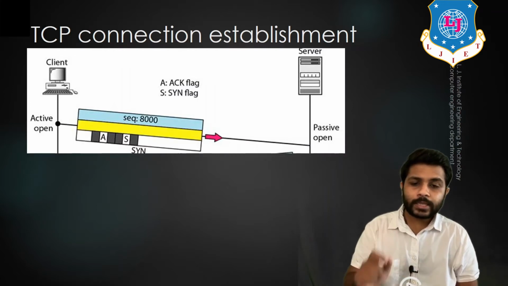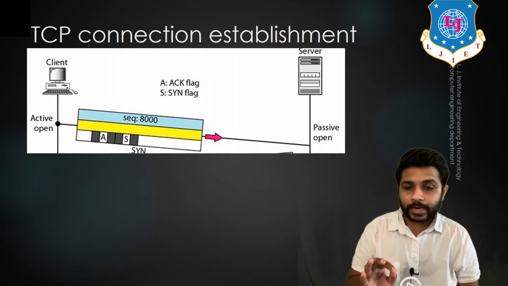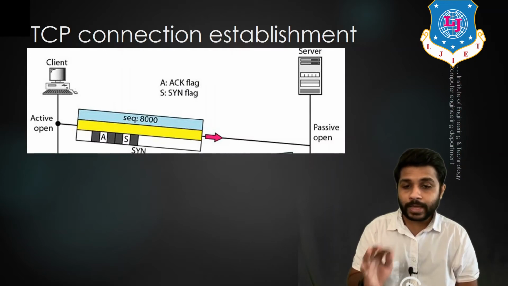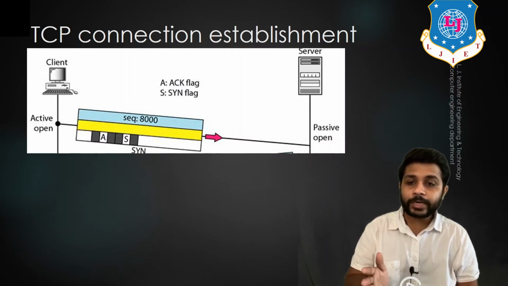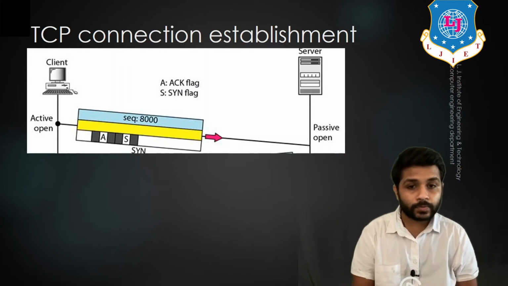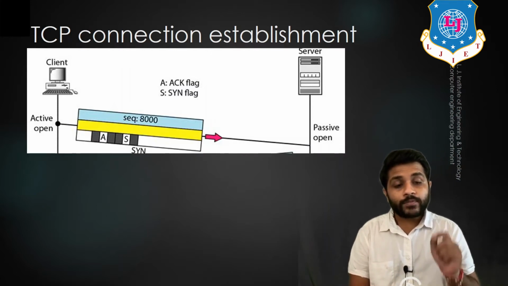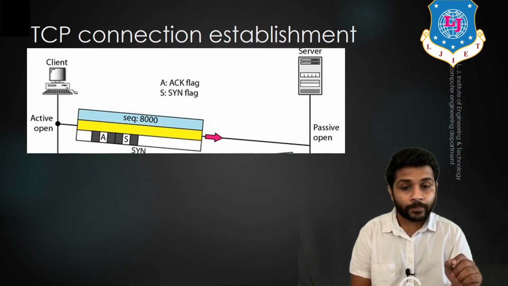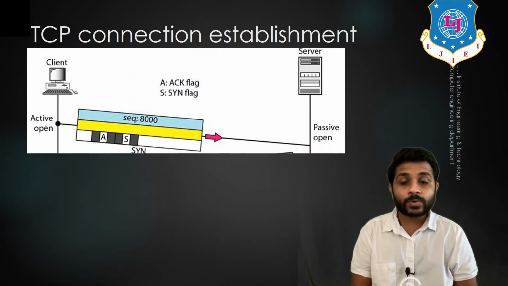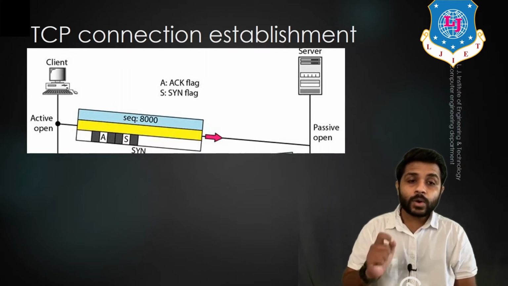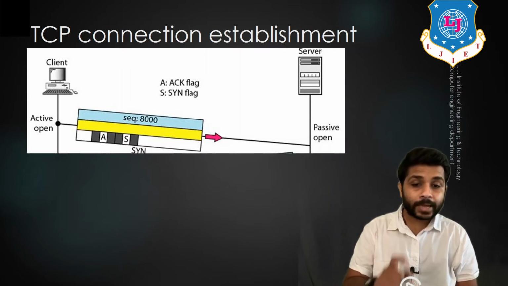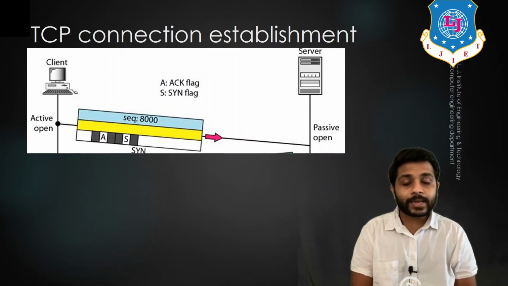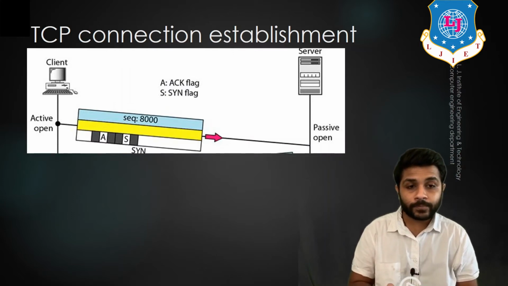Right now, you can see that in this figure there are three fields: 8000, which is the sequence number, the acknowledgement flag, and the SYN flag. The packet is created by the client and sent to the server. Right now, the value of the acknowledgement flag is 0 and the value of the SYN flag is 1. That is why this packet is known as a SYN packet. SYN means synchronization. When the server receives the SYN packet sent by the client, the server can easily understand that the client wants to create a connection with it.